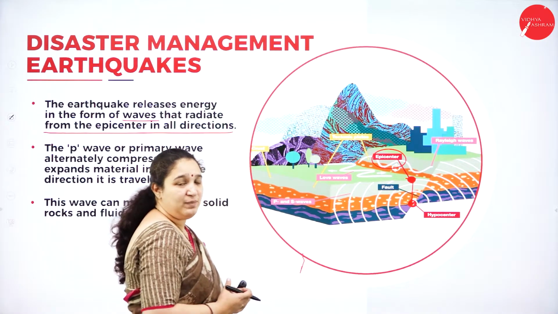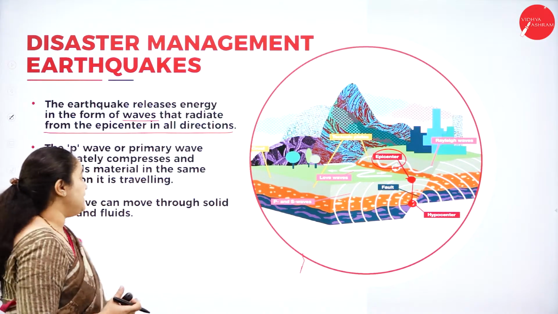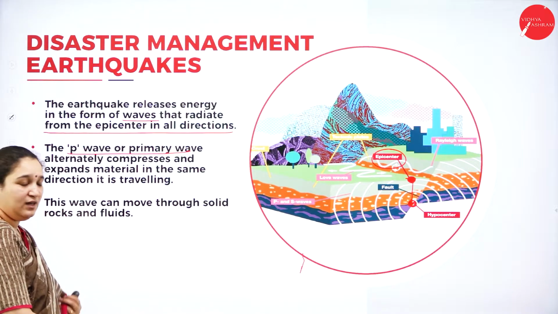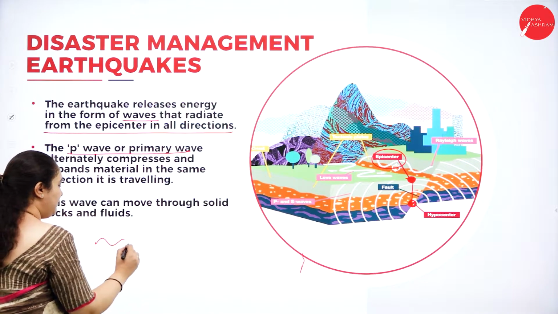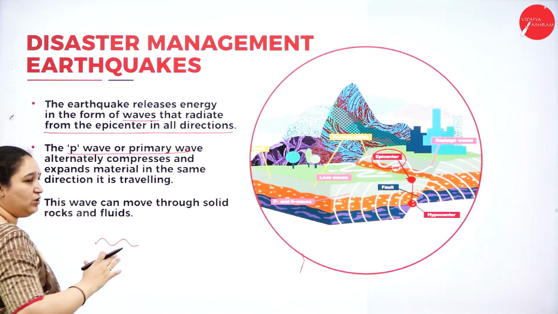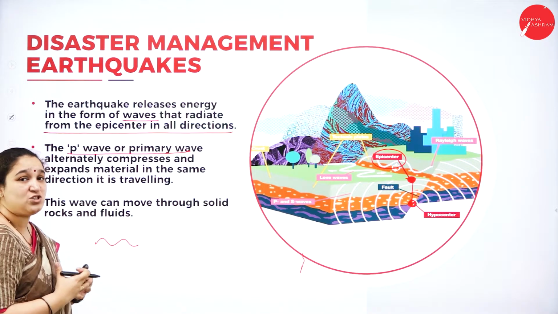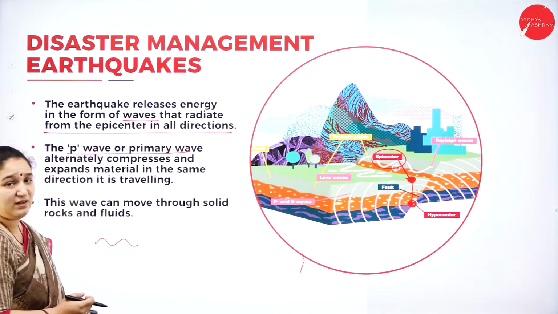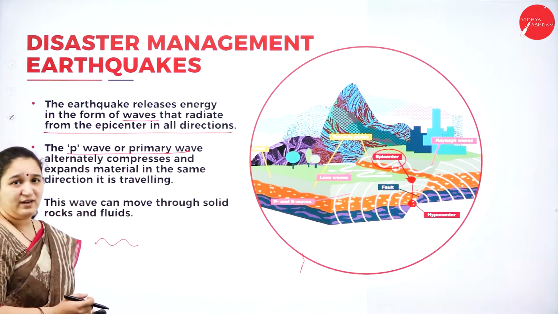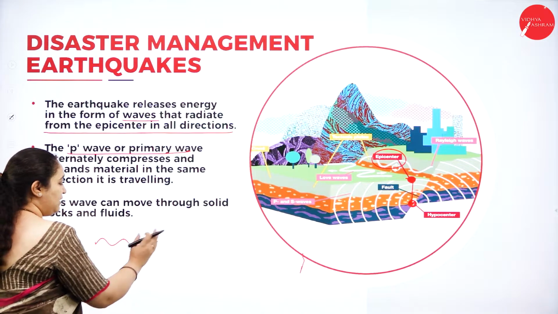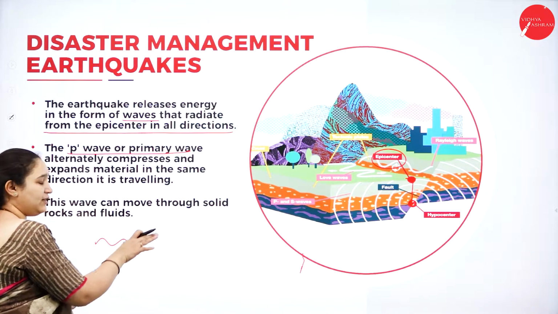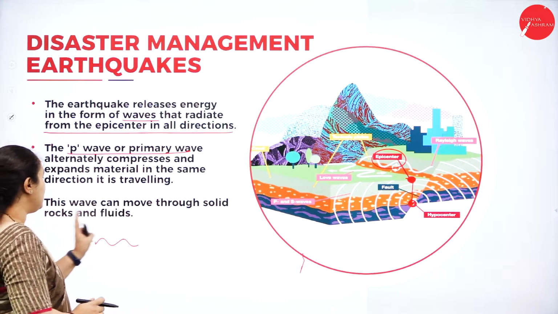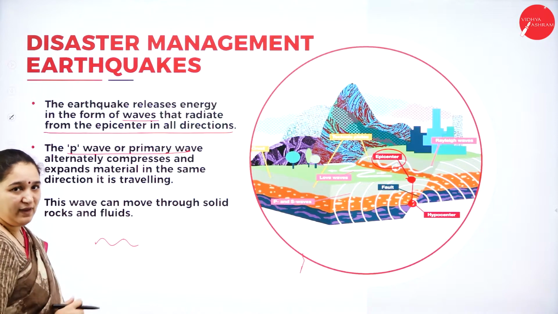And these waves can be of 3 types. First one is the P wave or the primary wave, okay. That is a small wave, primary wave. There is not much deformation. It's not a very strong wave, we can tell. They have alternate compression and expansion of material in the same direction of their traveling. So if they are traveling in the same direction, there is a compression and depression which will happen to the material. This wave can move through the solid rocks and fluids also.